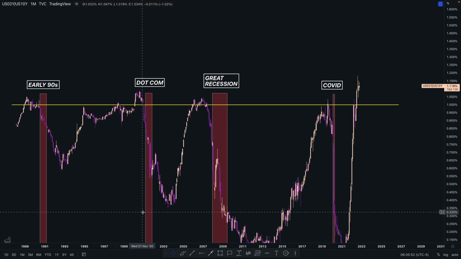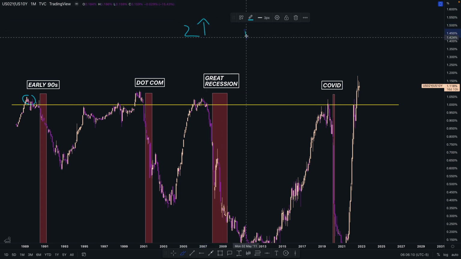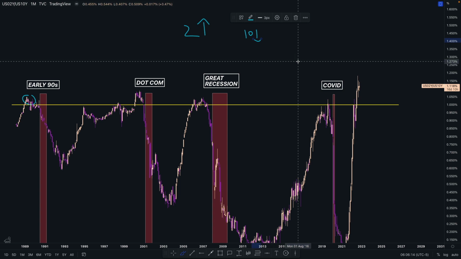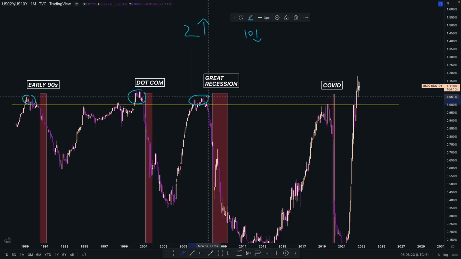And if we take a look back in history, I have all these marked up. This is the early 90s. We had a yield curve inversion right here where the 2-year yield was greater than the 10. So anytime this goes above 1%, it's showing us that the 2-year is greater than the 10-year yield, right? So that means you have more of an incentive to invest in the short term than you do in the long term, which just doesn't make sense. And then what we have is obviously the dot-com bubble, the great financial crisis.